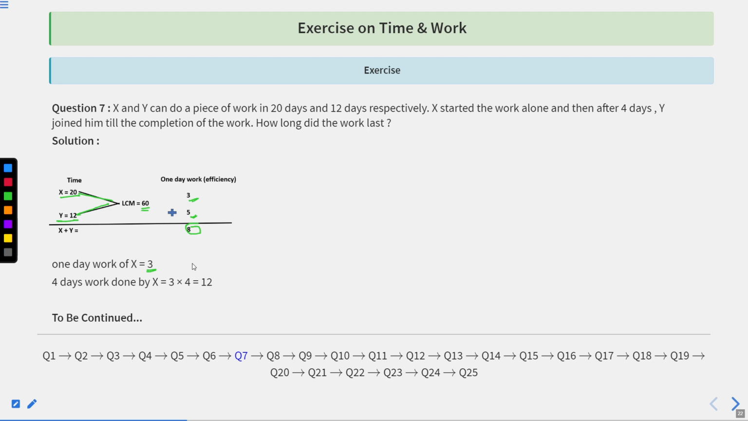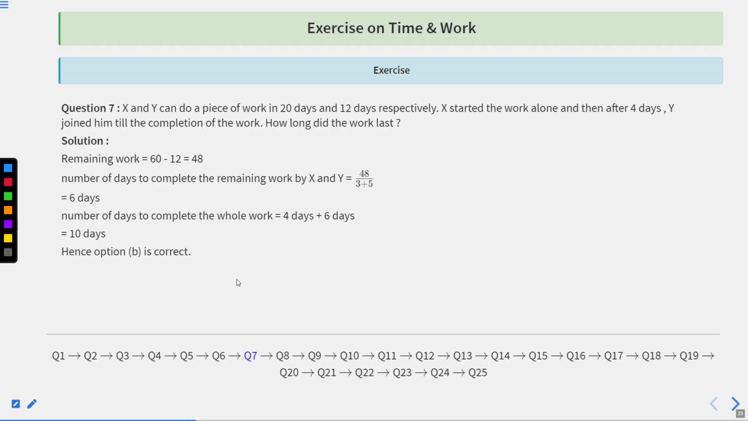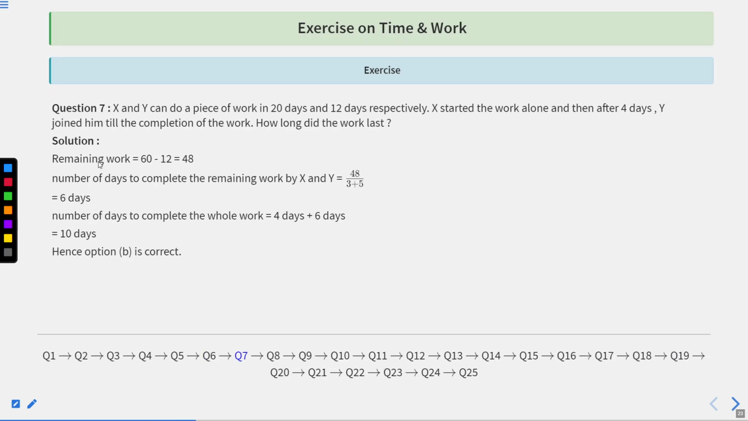So in 4 days, how much work will be completed? 3 times 4, correct? So that is 12. So how much work is remaining? The total work was 60 and 12 is already done. That means 48 units are remaining.